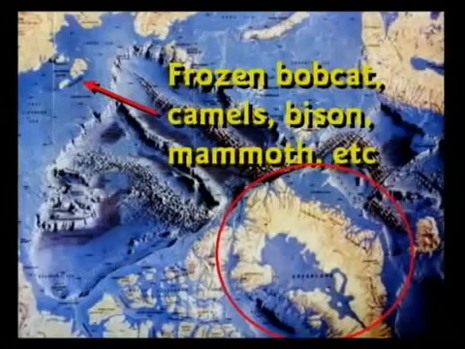Huge country. On the New Siberian Islands, they find frozen animals. Frozen bobcat, frozen camels, frozen bison, mammoths. One man said there are so many frozen animals and bones of animals up there, you can hardly walk on the ground. Just as you walk, you're almost constantly on dead animals, dead carcasses. Well, what happened on the New Siberian Islands? All over this northern region, there are frozen things found.